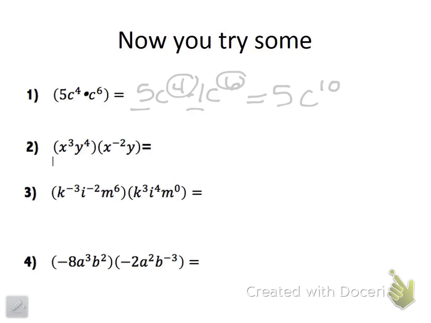Okay, this one, we've got x cubed and x to the negative 2, so 3 plus negative 2 is just x. And then we've got y to the 4th and y. Well, this is the same thing as y to the 1, remember, so 4 plus 1 is 5.